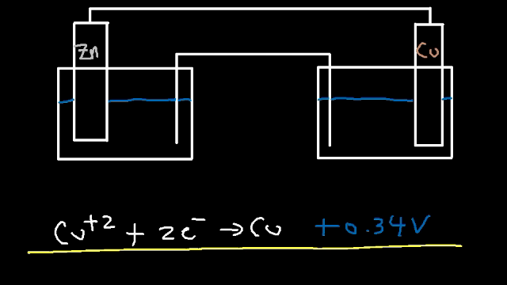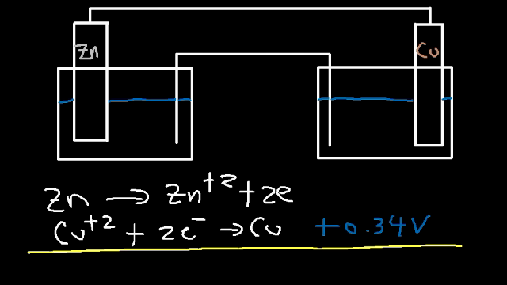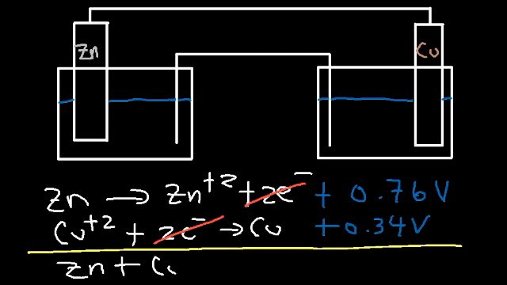Notice what happens when we do that. So the cell potential is going to change from being negative to positive. So it's positive 0.76 volts. And so at this point, we can add the two half reactions. If we add them, the electrons will cancel. On the left, we have zinc plus copper 2+, and on the right, we have zinc 2+ and copper metal. So this is the net reaction.